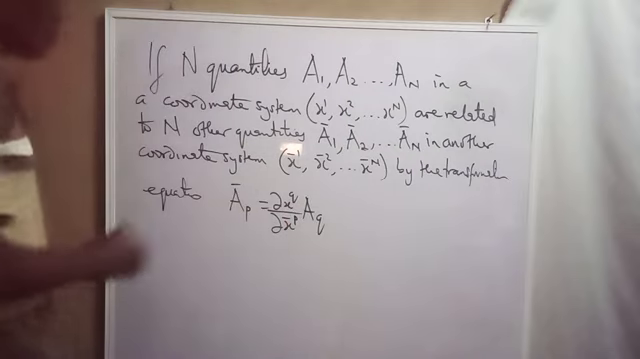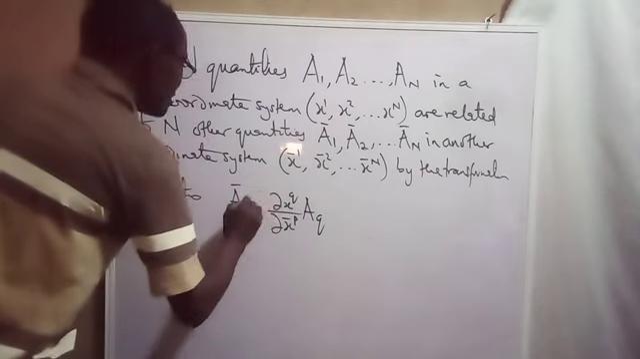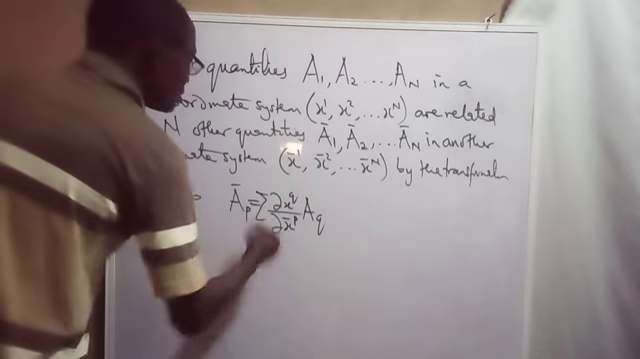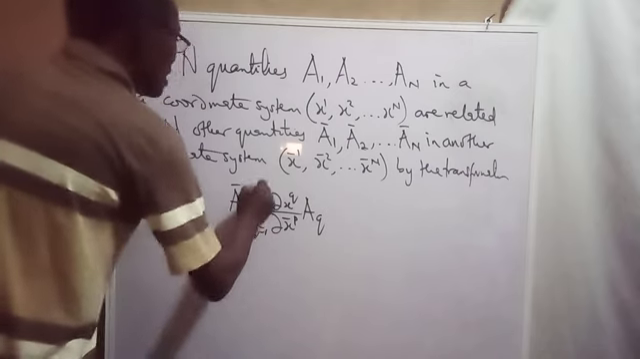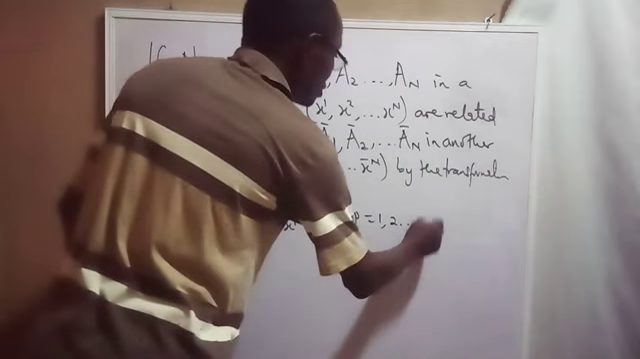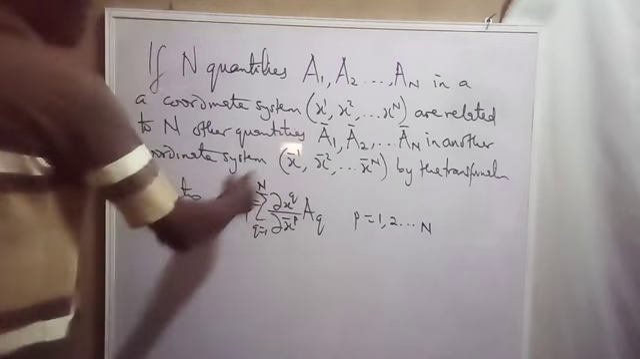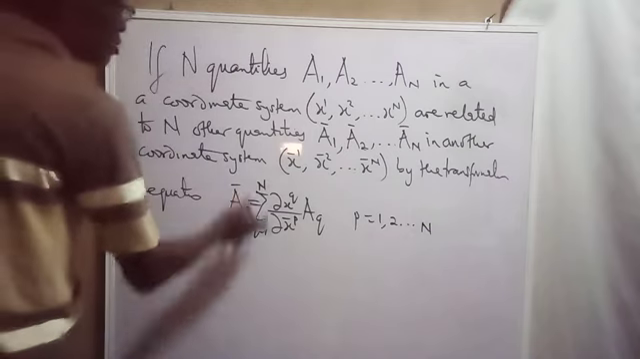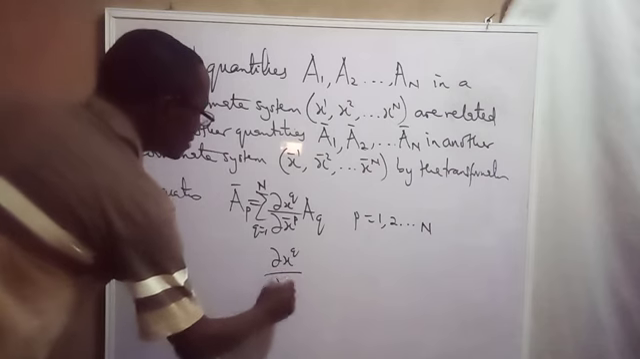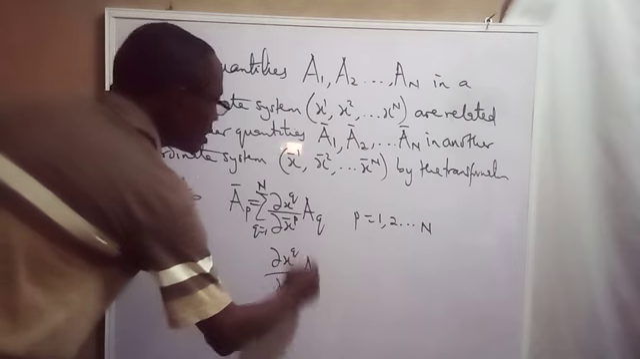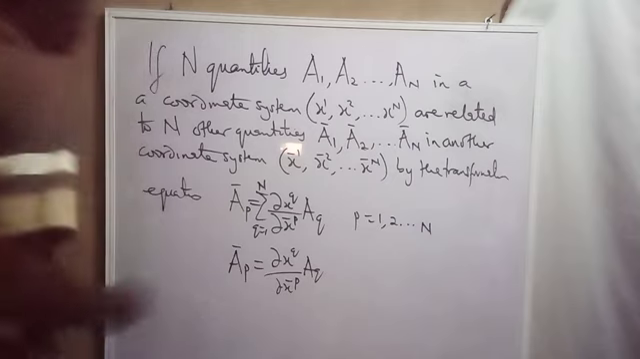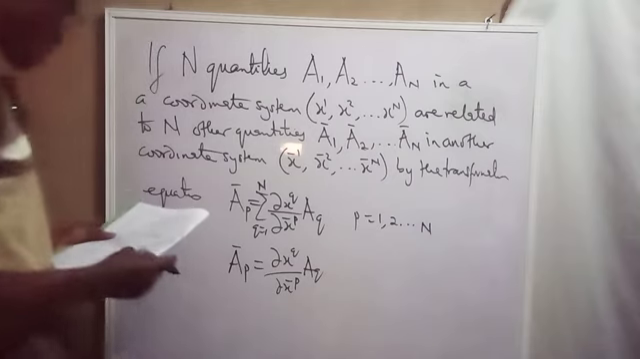And you are wondering how? Don't worry. It's more or less q equals 1 to n, and p equals 1 to n. Don't worry, I will differentiate for you. So we can remove this summation sign by having: a bar p equals del x q over del x bar p times a q. So we have removed the summation index there.